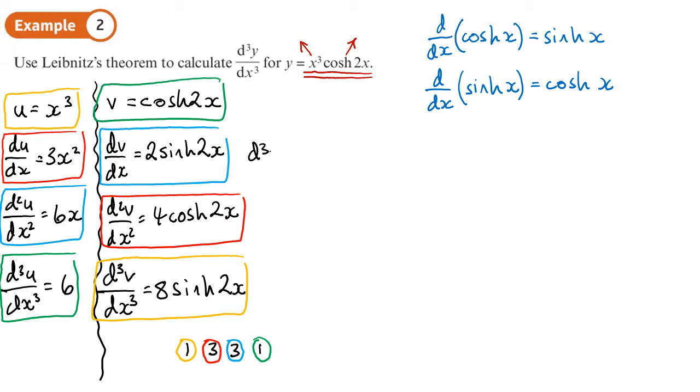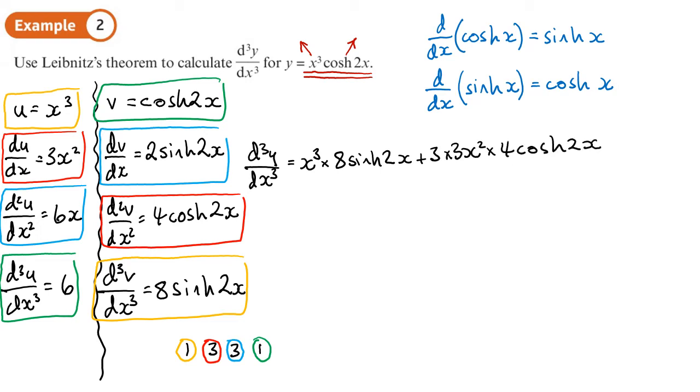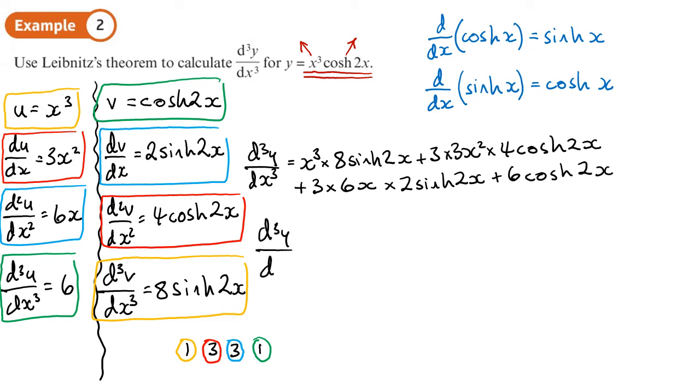So this third derivative is going to be x cubed times by 8 sinh 2x plus 3 times 3x squared times by 4 cosh 2x plus 3 times by, so we're on the ones that are highlighted in blue, 3 times by 6x times by 2 sinh 2x plus, we're on the ones in green, 6 times by cosh 2x. So I don't think there are any like terms.